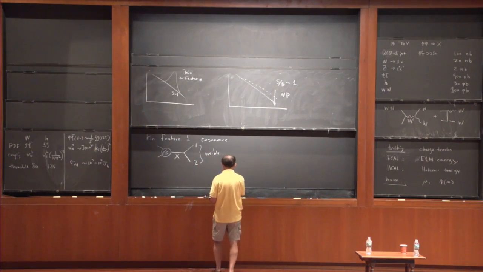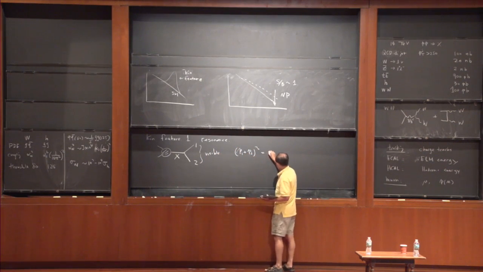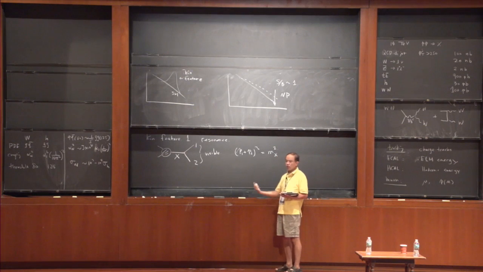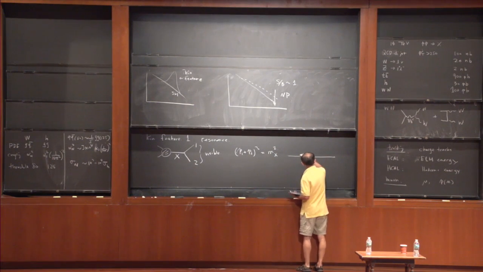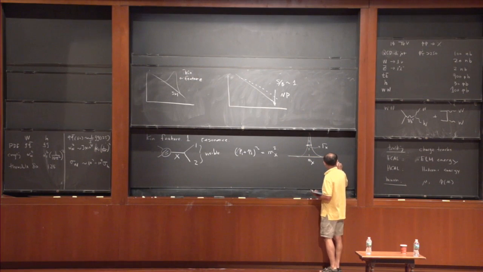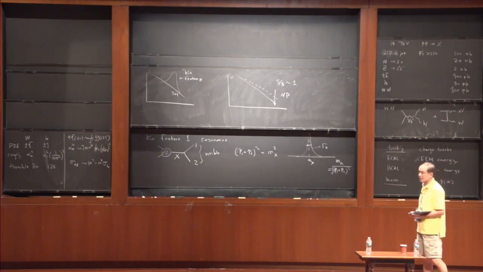In this case, it's obvious what to do. You take these two and you add them and square it. It should give you mX squared within the width. So it will look like this. There is some kind of a width, and this is mX. And this is the m12, the so-called invariant mass, the square root of (p1 plus p2) squared. So that's the most obvious one.